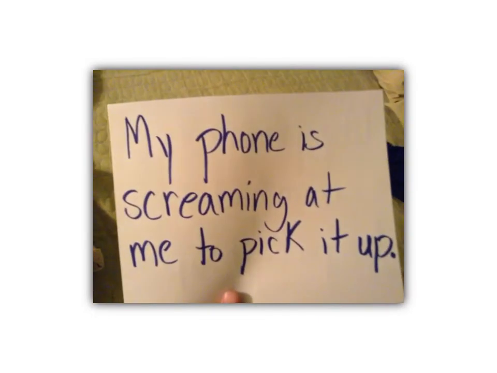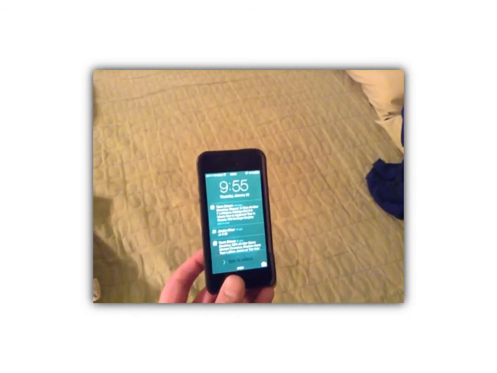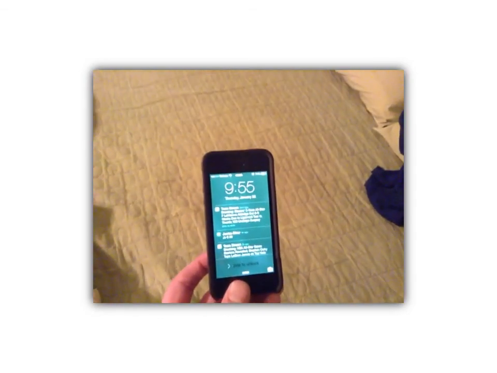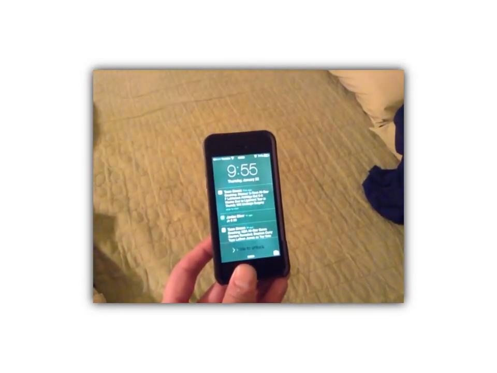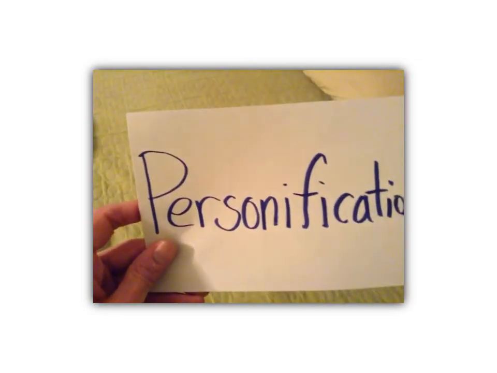So, my phone is screaming at me to pick it up is an example of personification because I'm giving human characteristics to something that is not living. Even though our cell phones are really impressive these days and can do a lot of things, this is not a living organism. So, therefore, personification. Continue to look for examples around your house for figurative language. We're looking for similes, metaphors, and personification.